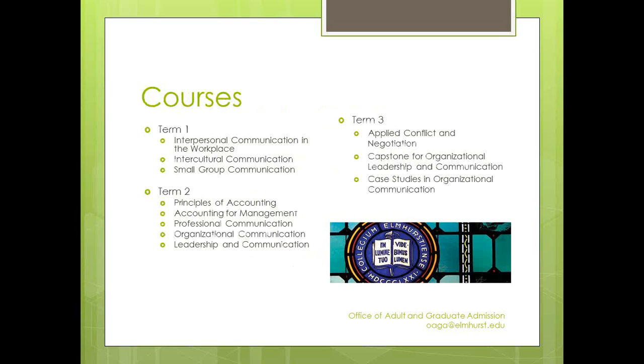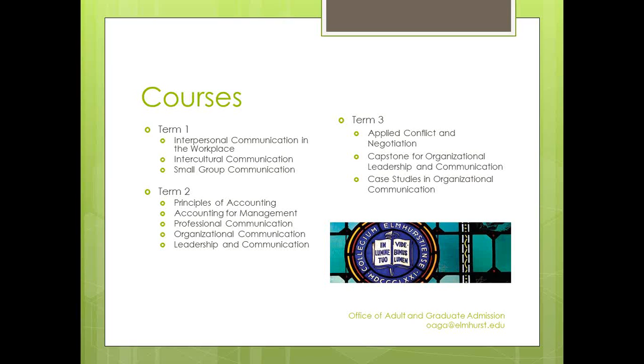Here are the courses. You can read through these on your own, but there's a few key points that I do want to share with you. If you look at the first term, interpersonal communication in the workplace, what we'll see here is an emphasis on relationships in work. We often know that we spend more time with people at work than we do anywhere else in our lives. Good or bad, it's just kind of the way it is, our waking hours anyway.